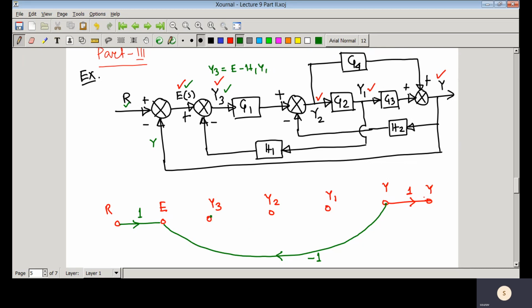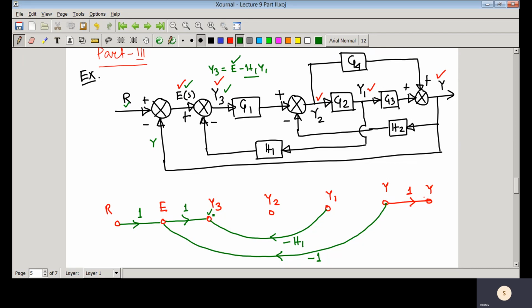So here we are concentrating on that particular node. Now you apply signal flow graph algebra. So Y3 equal to E minus H1 Y1. Here you have another loop, and its gain is minus H1. Then you can see that Y3 equal to E minus H1 Y1.